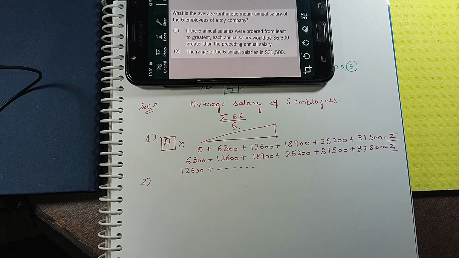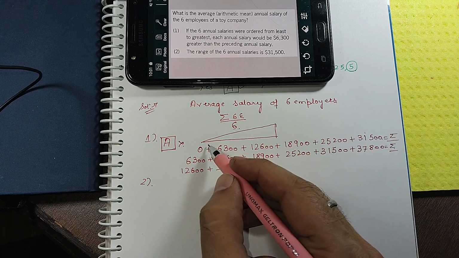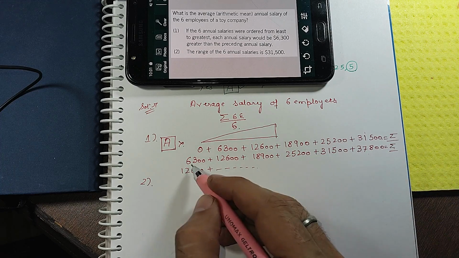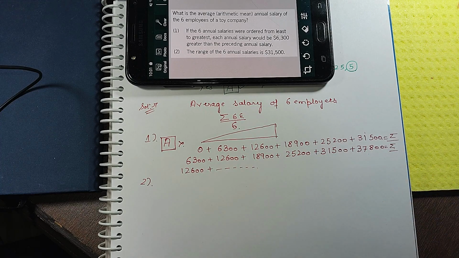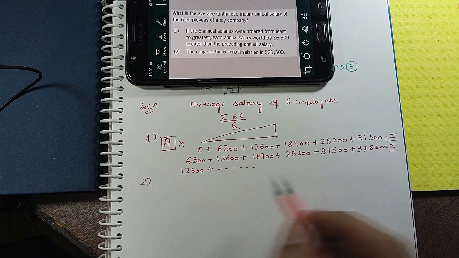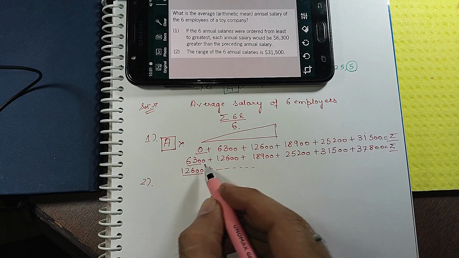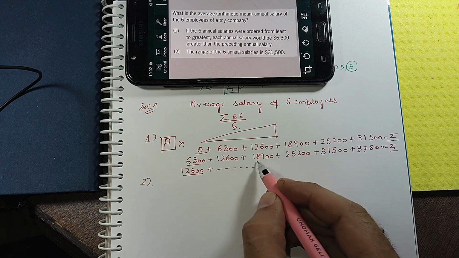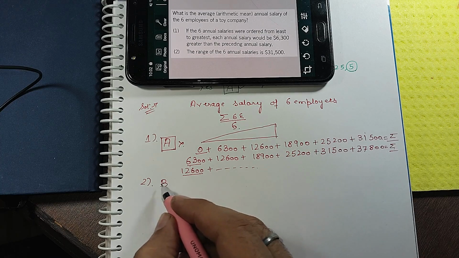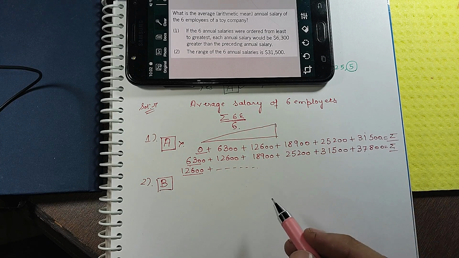Now moving to statement 2. Statement 2 tells us that the range of the annual salaries is 31,500. See, in the first case the range of the salaries is 31,000. In the second also, if we subtract 37,800 minus 6,300, the range will be the same. But we don't know where to start, right? Whether the first employee's salary is 6,300, 12,600, or 18,900. This will change the sum of the salaries of all the employees.